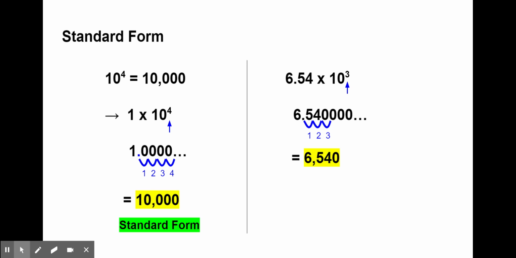And I get 6,540. That's my standard form for this one. Just multiplying it out. It's like multiplying 6.54 times 1,000. I'm just moving over my decimal as many places as I have tens. Okay, and that's what standard form is. It's just expanding or evaluating your scientific notation.